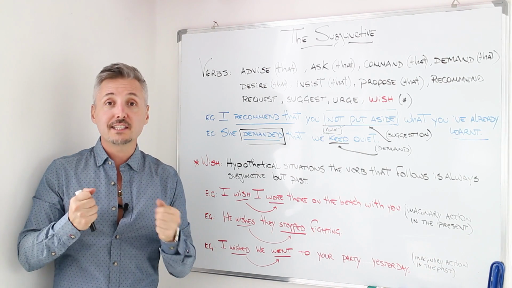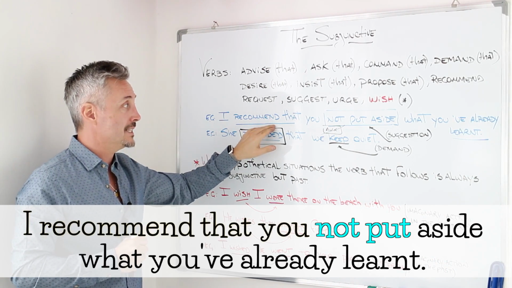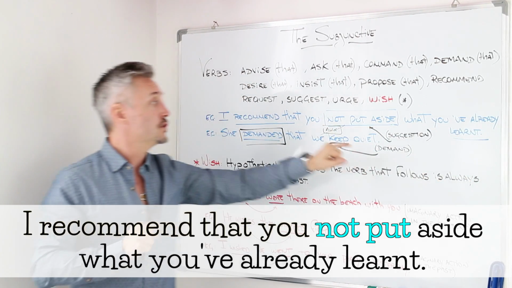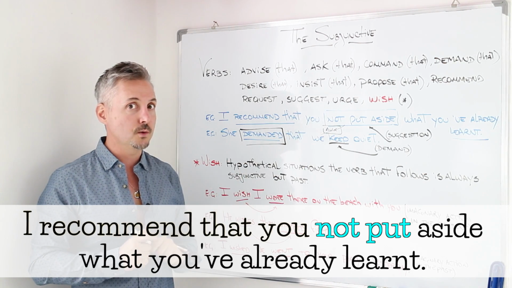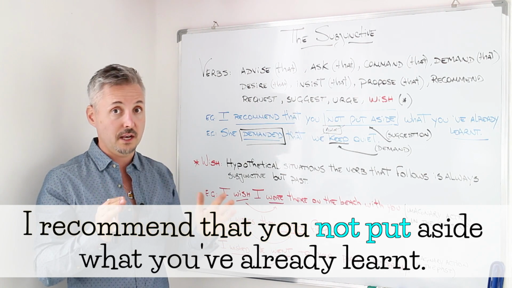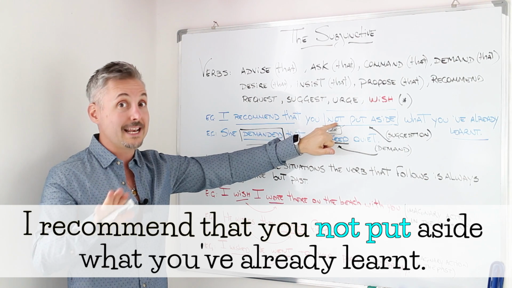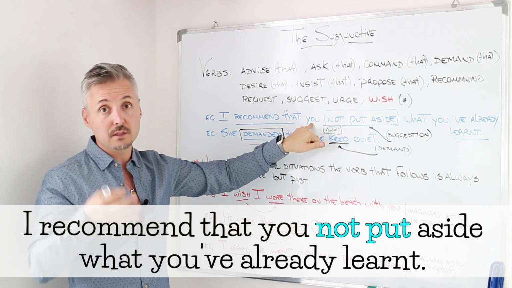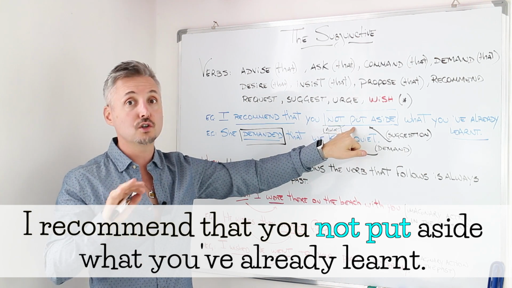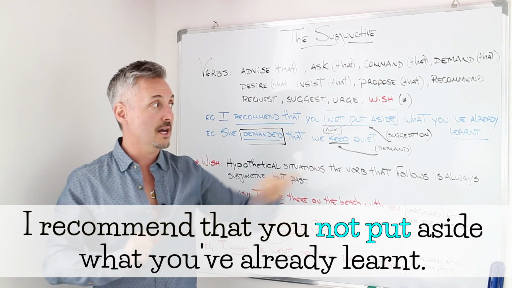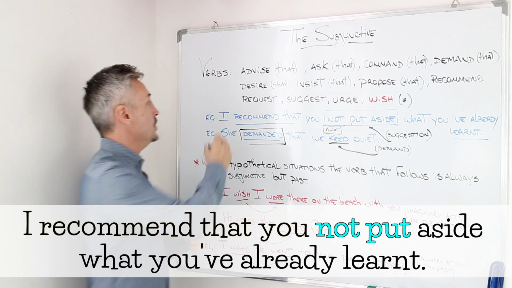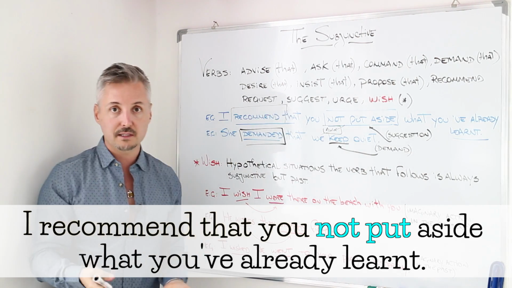The introductory example that I used was, I recommend that you not put aside what you've already learned. So here you can see that I did not use an auxiliary because we're talking about the subjunctive, and the subjunctive doesn't take an auxiliary. So we use not because it's a negative sentence, you, the subject, and then not without auxiliary, and then infinitive without to. You not put aside what you already learned. So this is a suggestion, okay? And you can see that this is in the present because I recommend now.